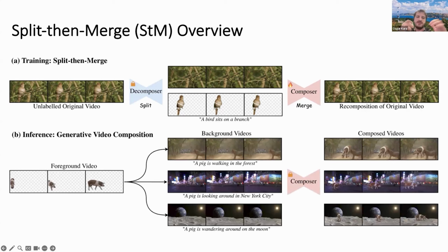So we can, for example, take a video of a pig and try to compose it with different background videos. For example, a forest, a background video from New York City, or even a more science fiction background from the moon. And because it has already learned how to put the foreground video into the background video, it will produce composed results which look much more realistic than just copying and pasting.